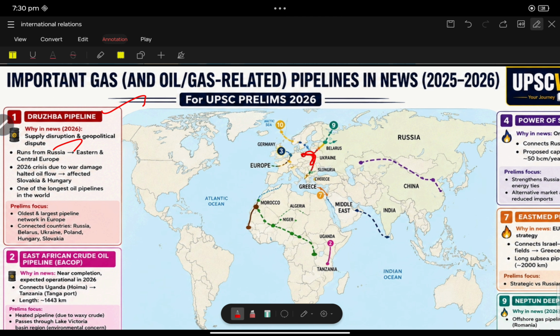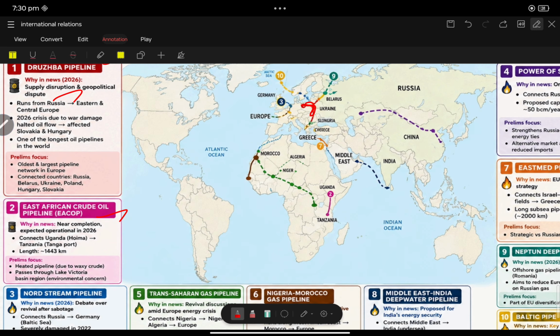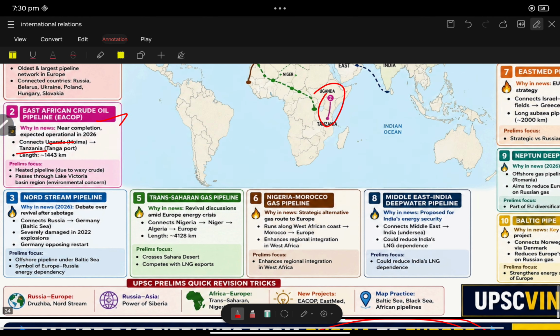This is the Druzhba pipeline. East African crude oil pipeline, this is from Uganda to Tanzania.